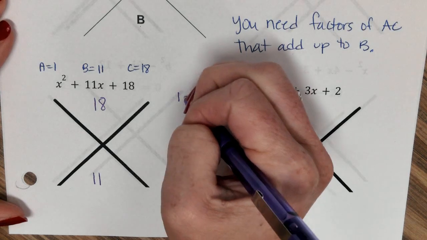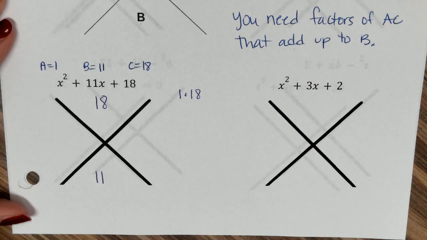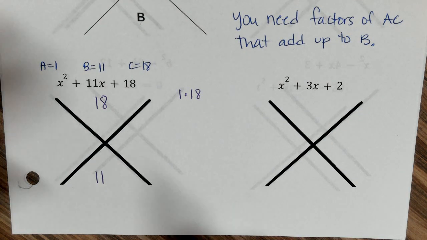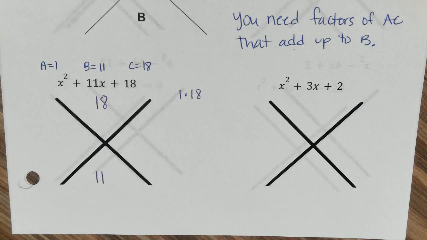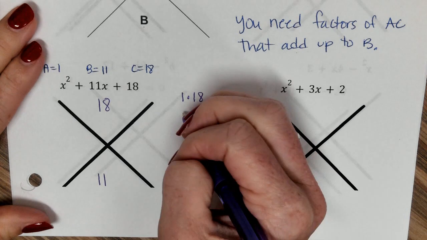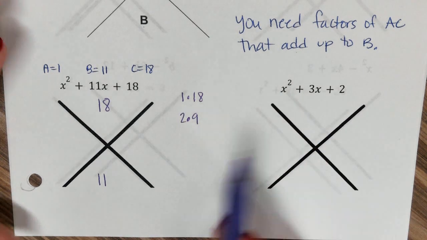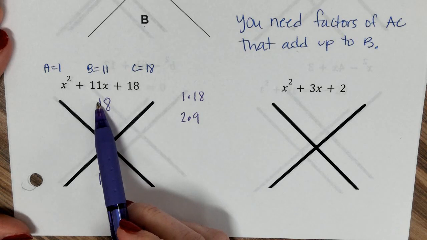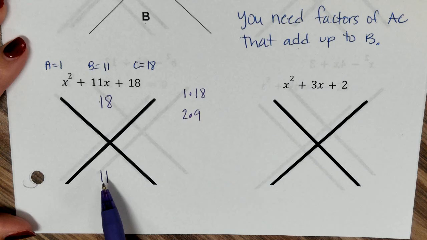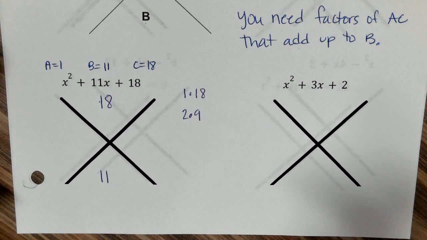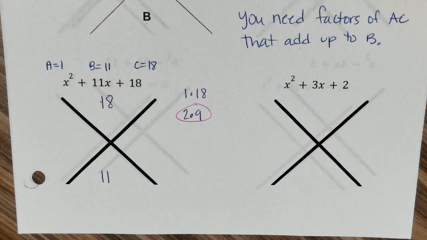Well, I know that 1 times 18 is 18. Are we good? But does 1 plus 18 equal 11? No, so that's not going to work. So I go to the next factor of 18. What's the next one? 2 times 9. Is 2 times 9 18? Yes. Does 2 plus 9 add up to equal 11? Yes. So these are the numbers that we're going to use to make our binomials.